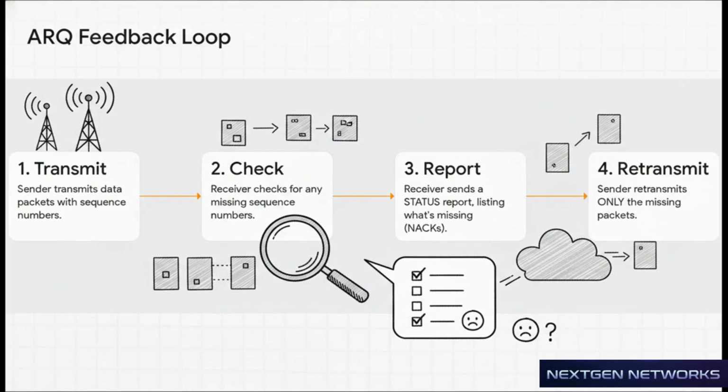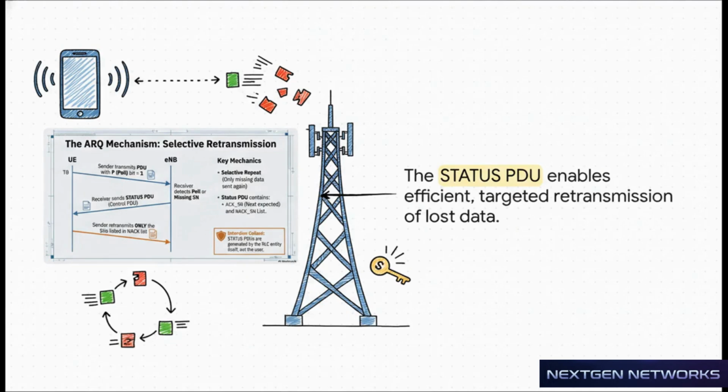So how does this feedback loop, it's called ARQ by the way, actually work? Well, it's really just a simple 4-step dance. Step 1, the sender sends out packets, and each one gets a unique serial number. Step 2, the receiver looks at all the numbers and spots if there are any gaps. Step 3, it sends back a status report, basically saying, hey, I got everything up to number 42, but I'm missing 43 and 44. And finally, step 4, the sender just dips back into its buffer and resends only the missing packets. Brilliant.